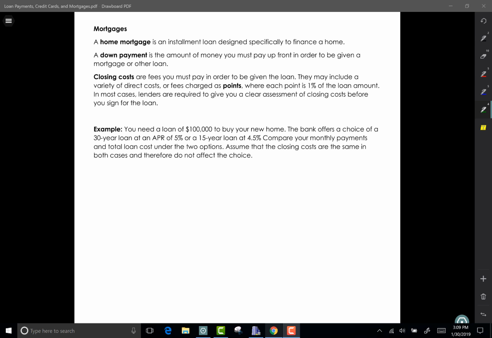You have the down payment, and that's an amount that you pay up front, and interest is not charged on that amount. And typically, a down payment is usually between 10 and 20%. Then you have the closing costs, and that can be substantial. It just depends on what the terms of the bank give you.